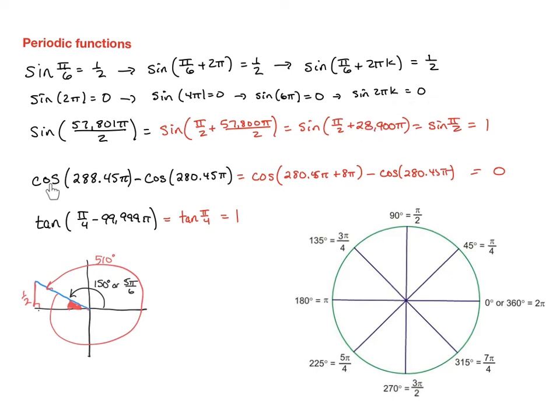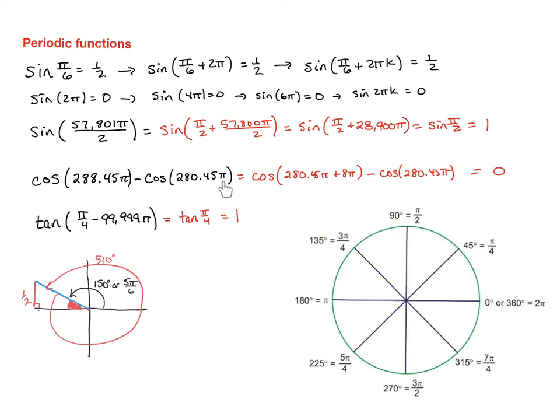All right. Now, here's the cosine of 288.45 pi minus the cosine of 280.45 pi. This one looks like it's a lot harder. Well, that looks pretty hard. So let's take a look at the cosine of 288.45 pi. That is 280.45 pi plus 8 pi.